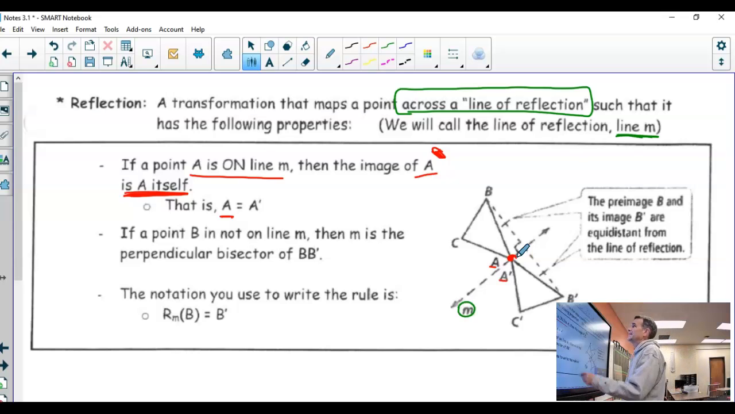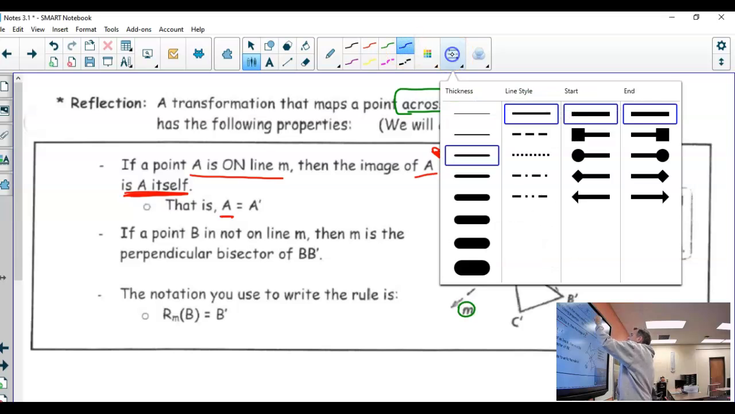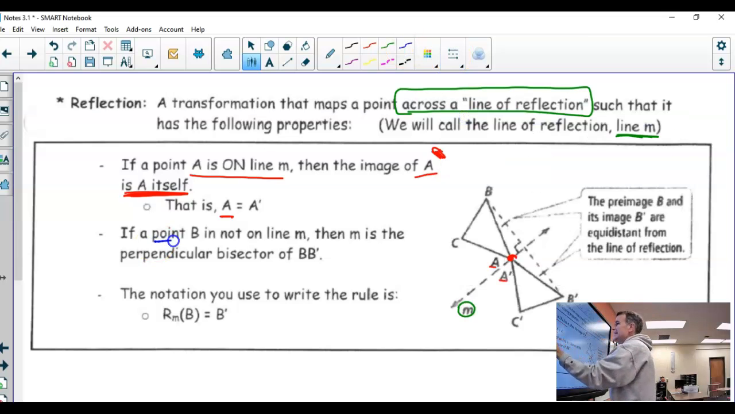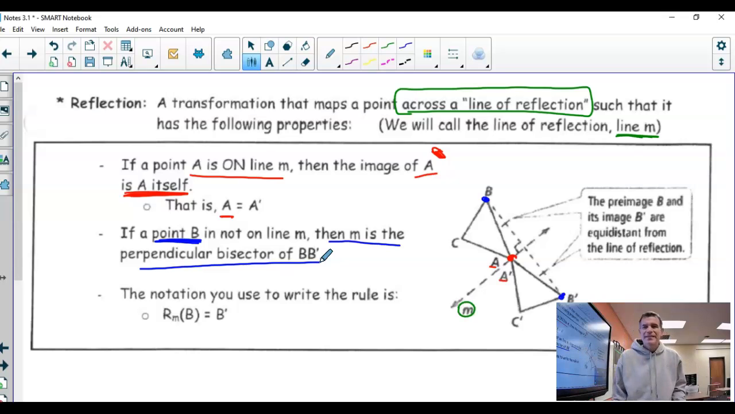And then we have a point that is not on the line, and we're calling that point B. What happens to a point that's not on the line of reflection? Well, it reflects across the line. And I have an example right here, B and B prime. And when it goes across the line, M is the perpendicular bisector of BB prime. Okay, I know that's a mouthful.